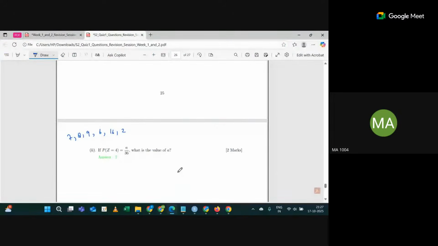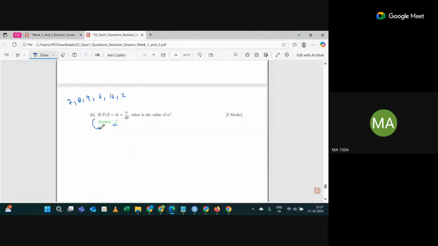Okay, so the correct answer is 7. Let's try to see how. So let's try to understand. It says the probability that Z is equal to 4 is A by 36. We have to find the value of A. What is Z? Z is nothing but the maximum of x1, x2.